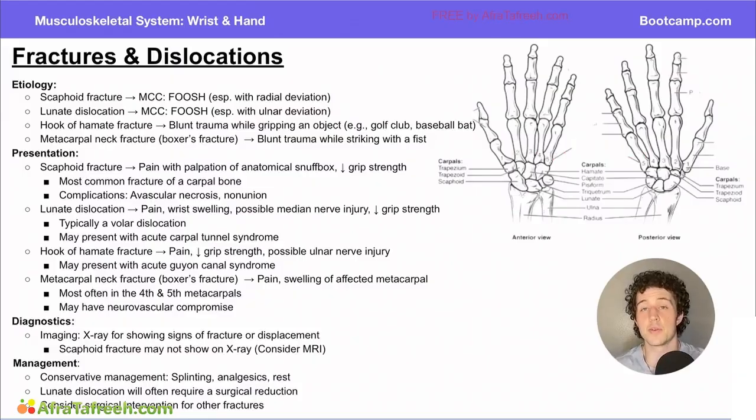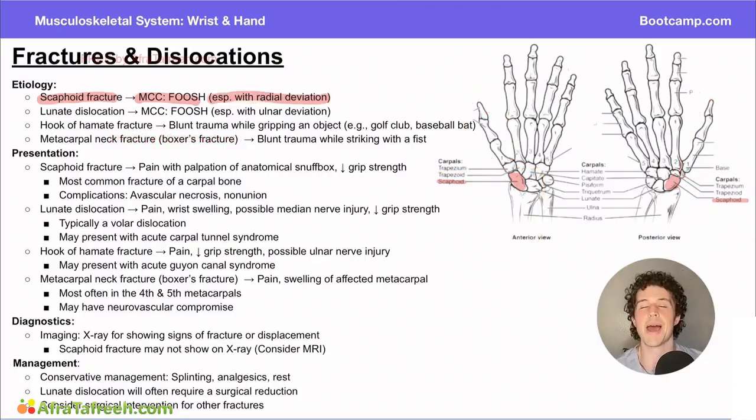Now we got a couple different fractures that we're going to talk about. So we're going to start with the scaphoid fracture. And this is going to be most commonly caused by a FOOSH, falling on an outstretched hand, especially with radial deviation. So let's orient ourselves. So the scaphoid is going to be this peanut-shaped bone out here near the base of the thumb. So that scaphoid is going to help to form that radiocarpal joint on the side of the thumb.